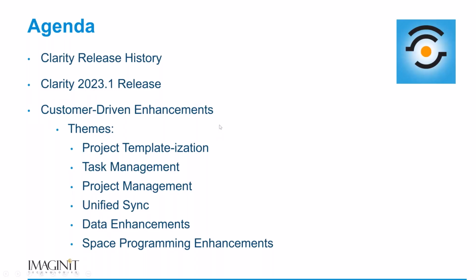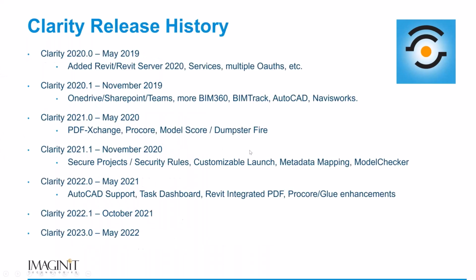So in terms of an agenda for what we'll go through, we traditionally go through just a quick release history and just show that we're still on the path, and we'll talk about the Clarity 2023.1 release and what it's all about. In particular, there's a few different theme areas that we'll focus on, including project template-ization. We'll talk about task management, some project management features, unified sync task that we're very excited about, some enhancements around data and reporting, and then some enhancements around our space programming module. So that's where we're going with our agenda today.